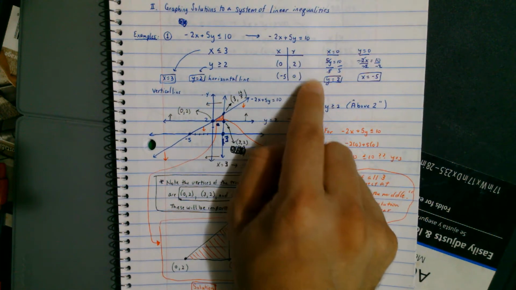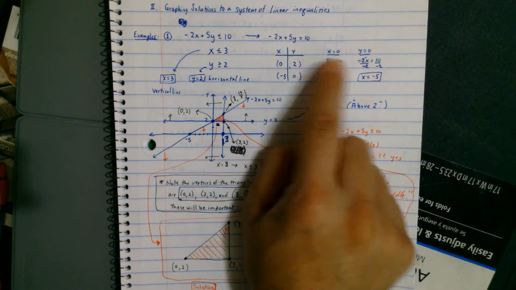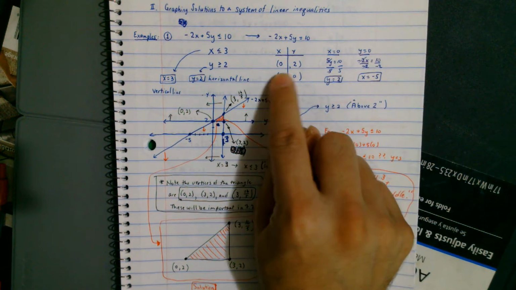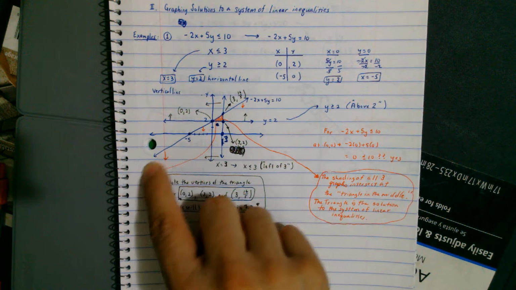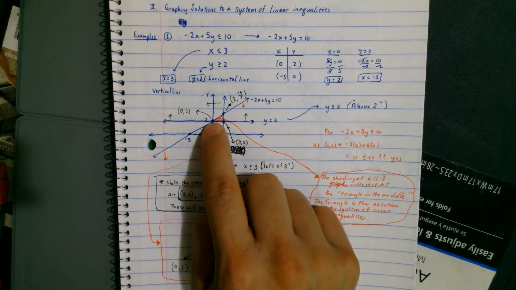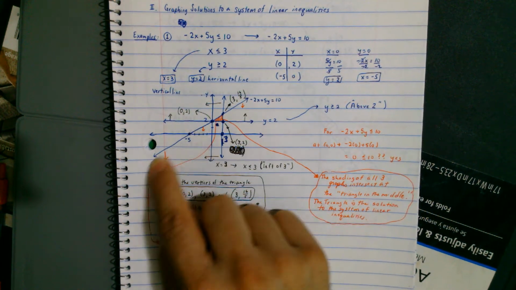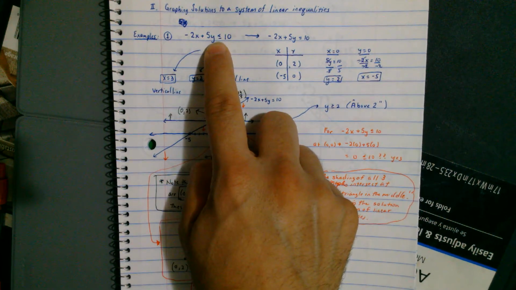When x is 0, here is the work, y is 2. When y is 0, here is the work, x is negative 5. So that would be this line coming across, through (-5, 0) and (0, 2). Connect the dots. And again, it's a bold line because it's equals.